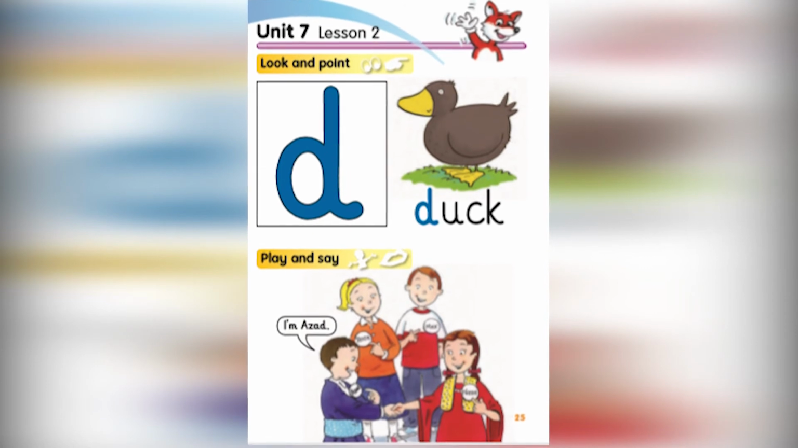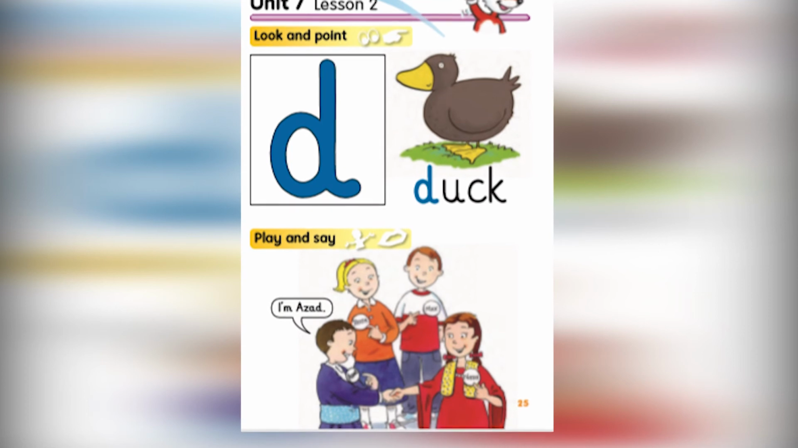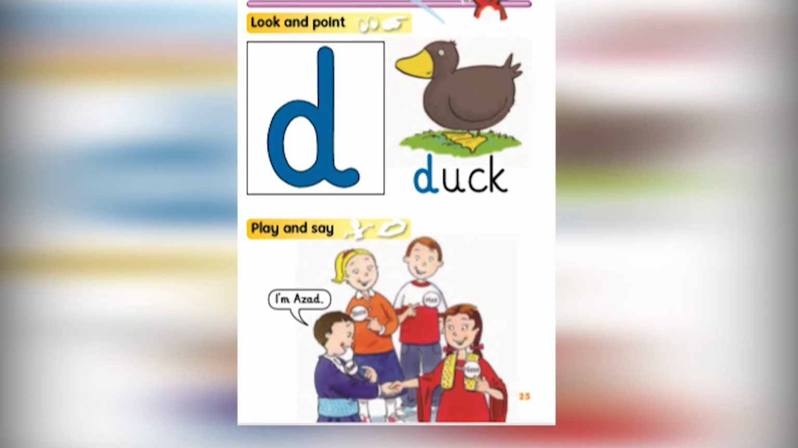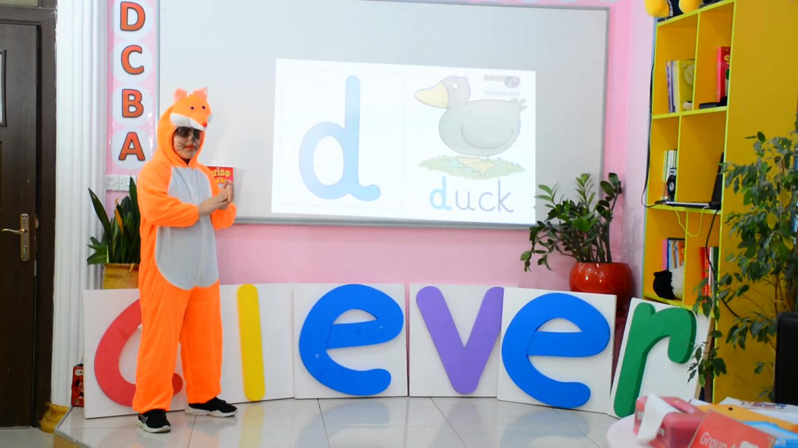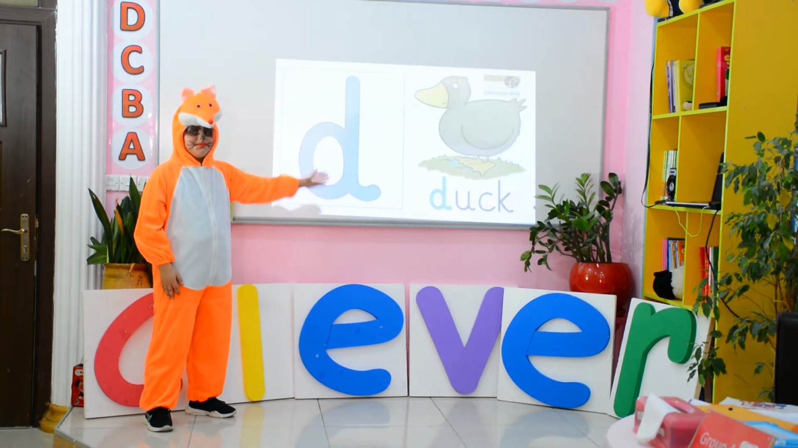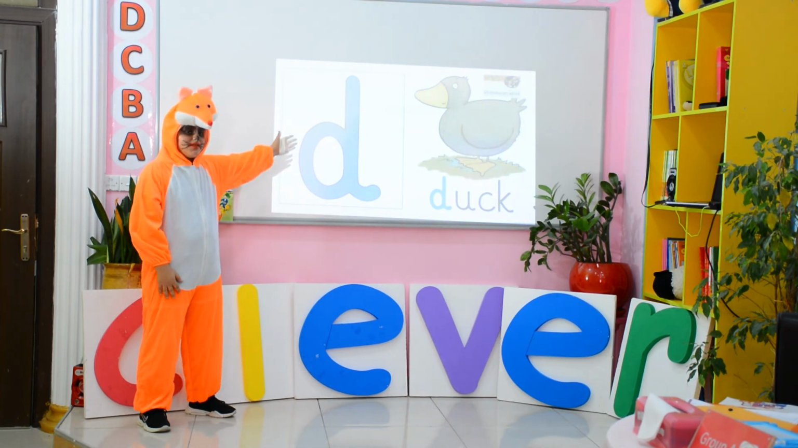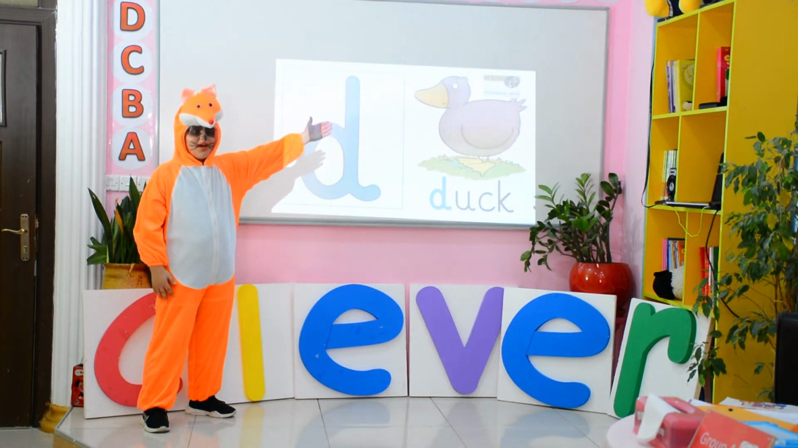Students' Book, Unit 7, Lesson 1. Listen and clap. D, d, d. Duck. D, d, d. Duck.